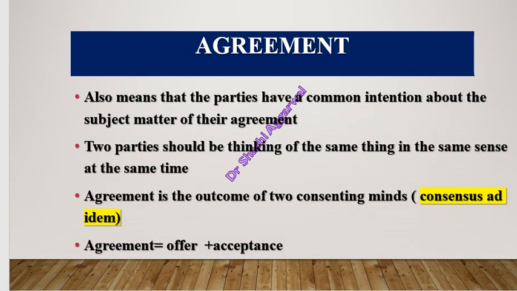Like I want to sell my red Maruti car, but the other party thinks that I'm selling my Zen car, which is also in red color. So here the minds differ. So it will not be an agreement. The agreement will be there when there is a consensus ad idem. So agreement is equal to offer, and the second thing is acceptance.